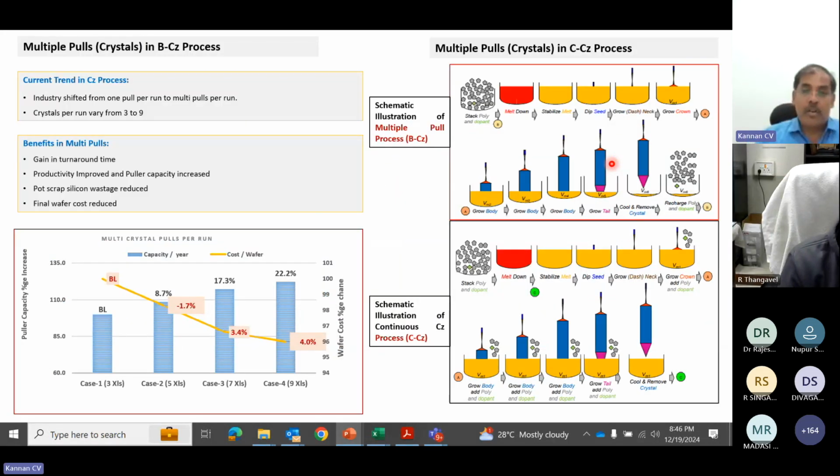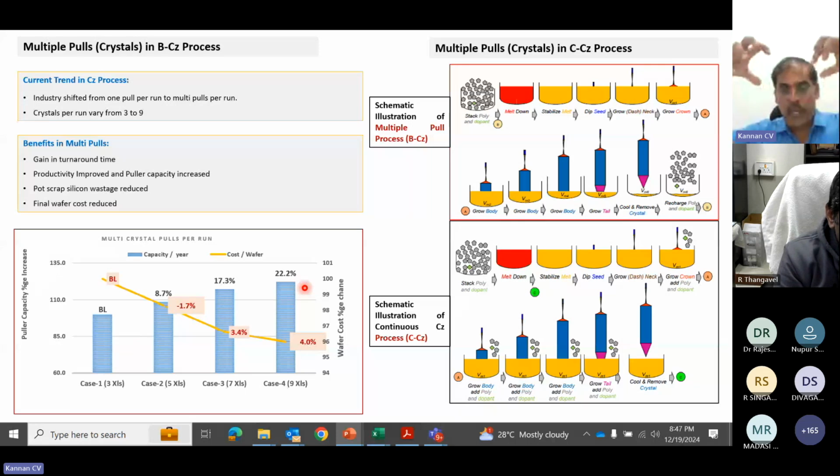So by recharging, the single crystal batch process is done only one time. If you do continuous feeding, then you can grow many crystals. By doing continuous pulling, instead of one crystal you grow 5 crystals from one crucible, and you are minimizing the downtime.